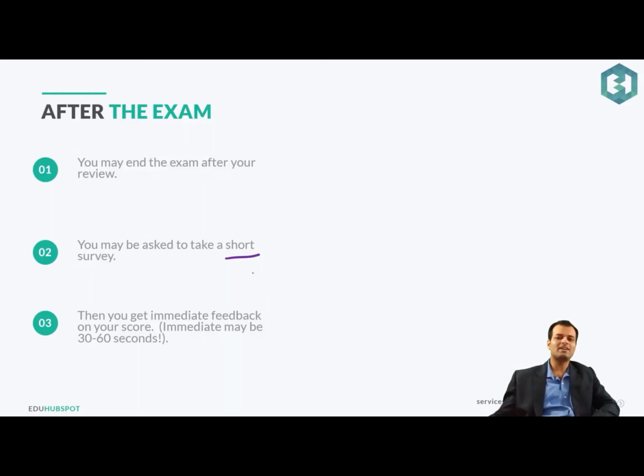You may be asked to take a short survey. It's purely optional. You want to give it or you don't want to give it. It's totally up to you. Don't think that if you don't give the survey you will fail the exam.